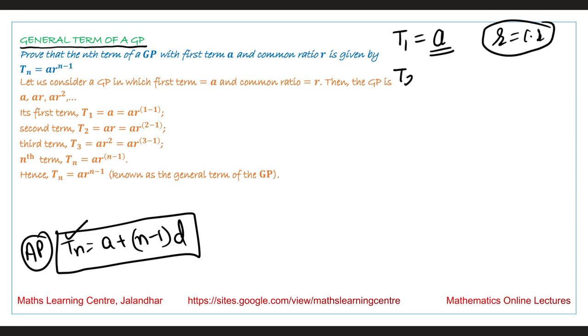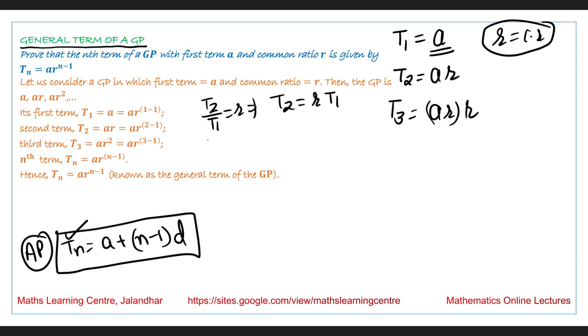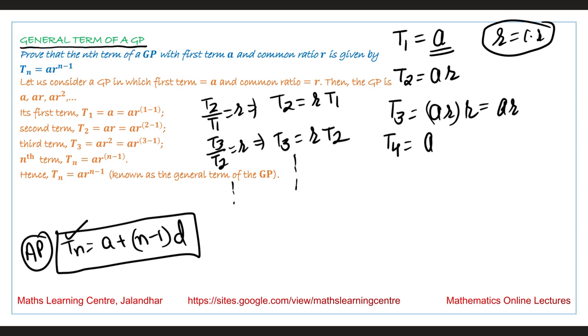So the value of T2 will be A into R. The value of T3 will be A into R squared, because it is given that it is a GP. So we will have T2 over T1 is equal to R, which implies T2 is equal to R times T1. We have T3 by T2 is equal to R, which implies T3 is equal to R times T2, and so on. So T4 is equal to AR squared into R, that is equal to AR cube.